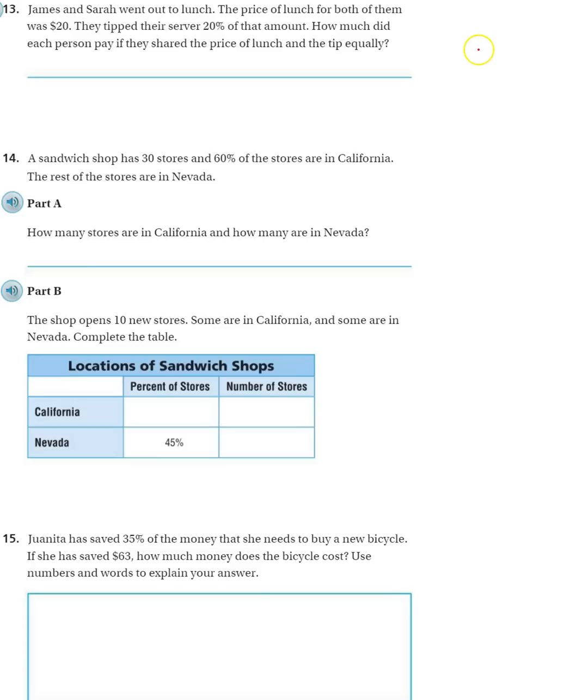Okay, now I'm on page 224 in the Go Math textbook, still doing the Chapter 5 test review. Okay, let's get to it.